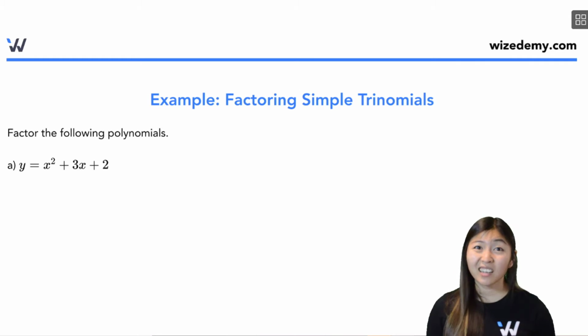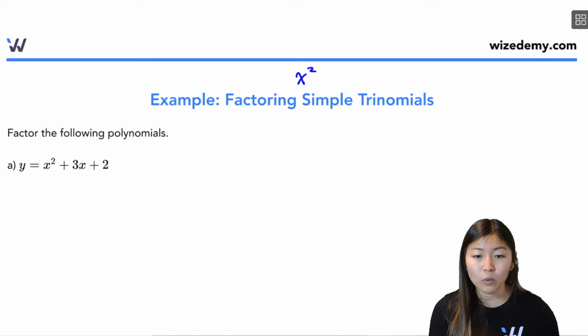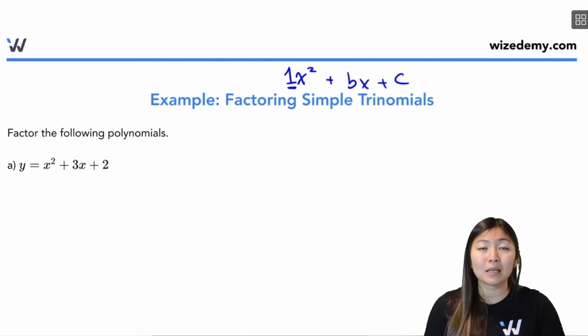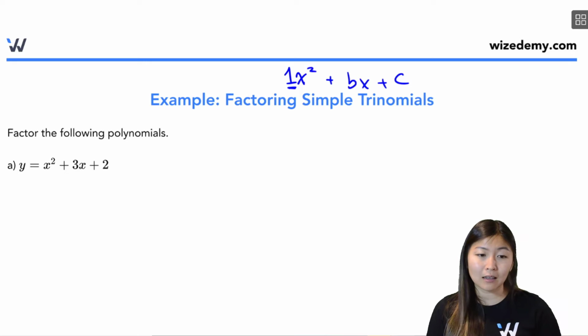All right, we're finally going to get our hands dirty and factor these simple trinomials. Remember, these trinomials will always look like x squared plus bx plus c. More specifically, the x squared has a 1 in front. That's what makes it a simple trinomial in this case.